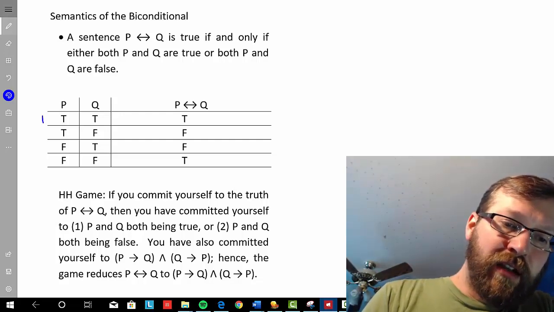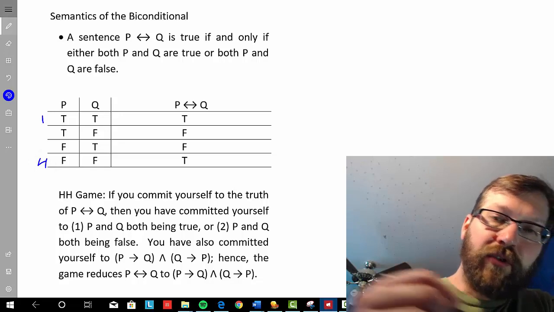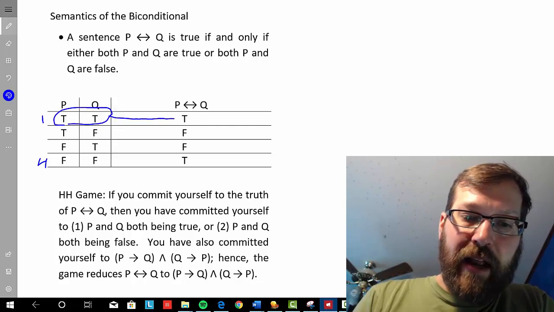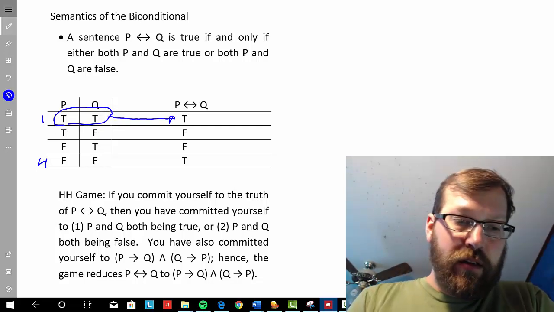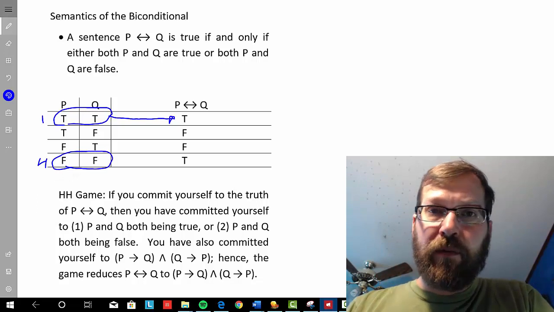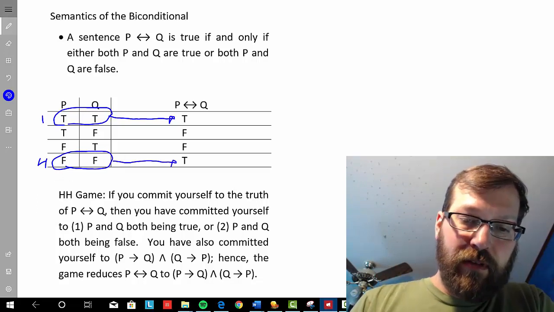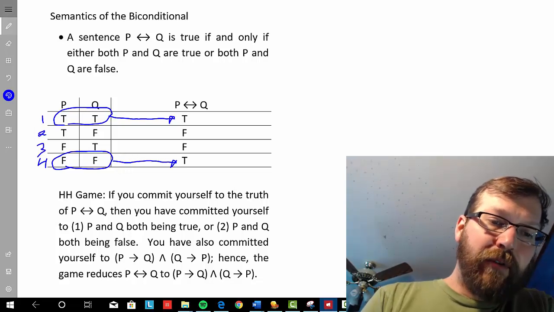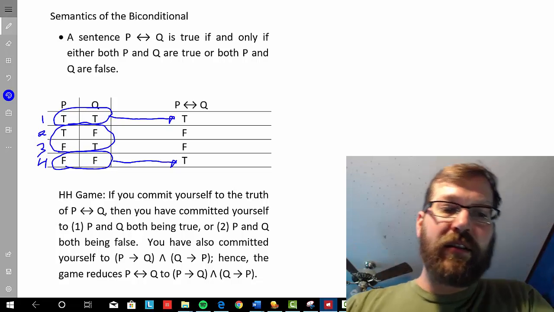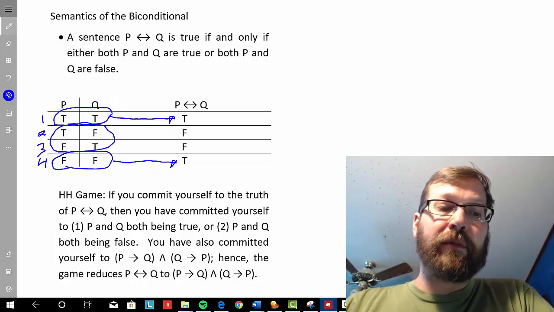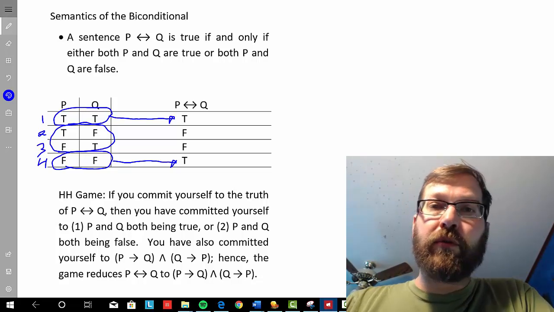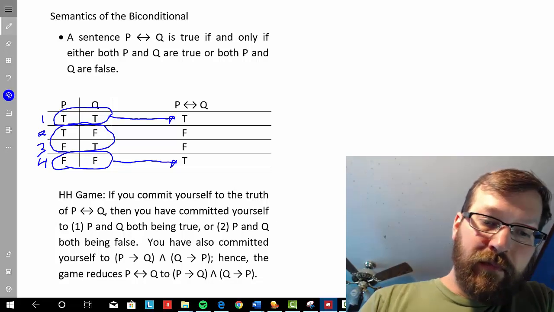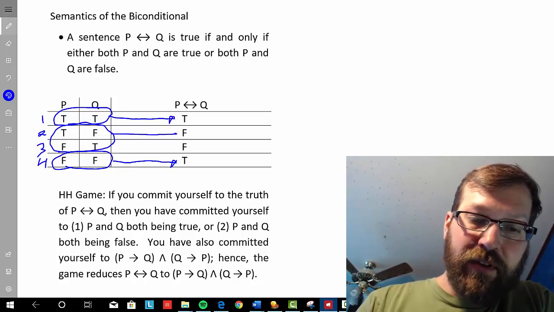Because in situation 1 and in situation 4, their truth values are the same. P and Q are both true in 1, so it outputs true. P and Q are both false in 4, so it outputs true. In situations 2 and 3, however, we see that the truth values of P and Q differ. In 2, P is true, but Q is false. In 3, P is false, but Q is true. And so in these cases, it outputs false.